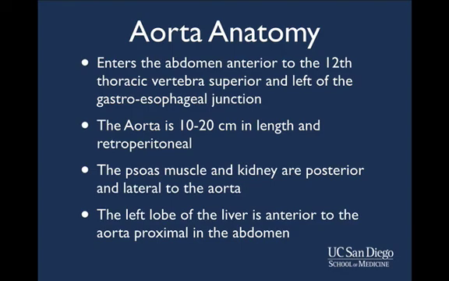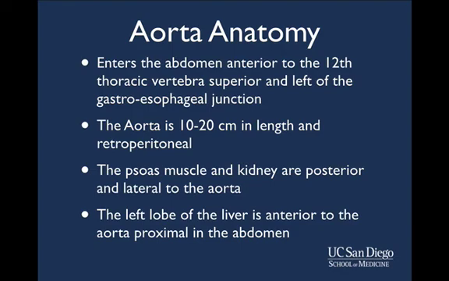The aorta anatomy, let's start with where the aorta comes into the abdomen, and that is at the thoracic vertebrae at the 12th level, superior and to the left of the gastroesophageal junction. The aorta is 10 to 20 centimeters in length and a retroperitoneal structure.